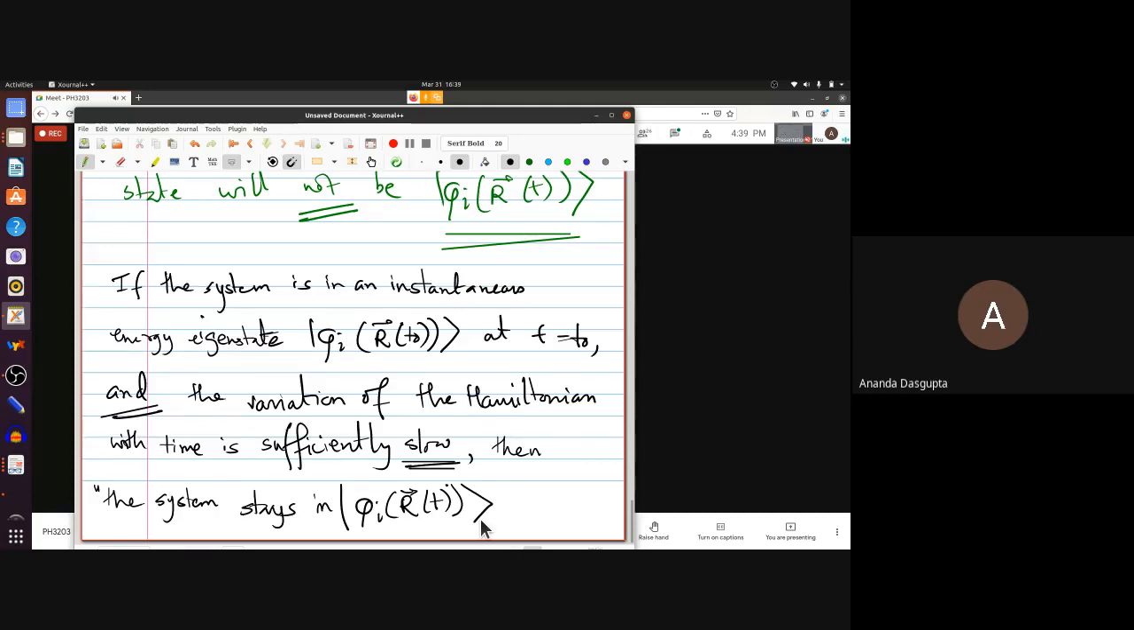Let me stress at this stage, the ith energy eigenstate at time t could be a very different state from the ith energy eigenstate at time t0 simply because the Hamiltonian has changed. So its ith energy eigenstate, of course, also has changed. But what we are saying here is the system stays, once it was in the ith energy eigenstate to start with, and if the Hamiltonian varies sufficiently slowly, this is where the adiabatic part of the adiabatic theorem comes in, then loosely speaking, the system stays in that particular ith energy eigenstate, but of course at the time t.